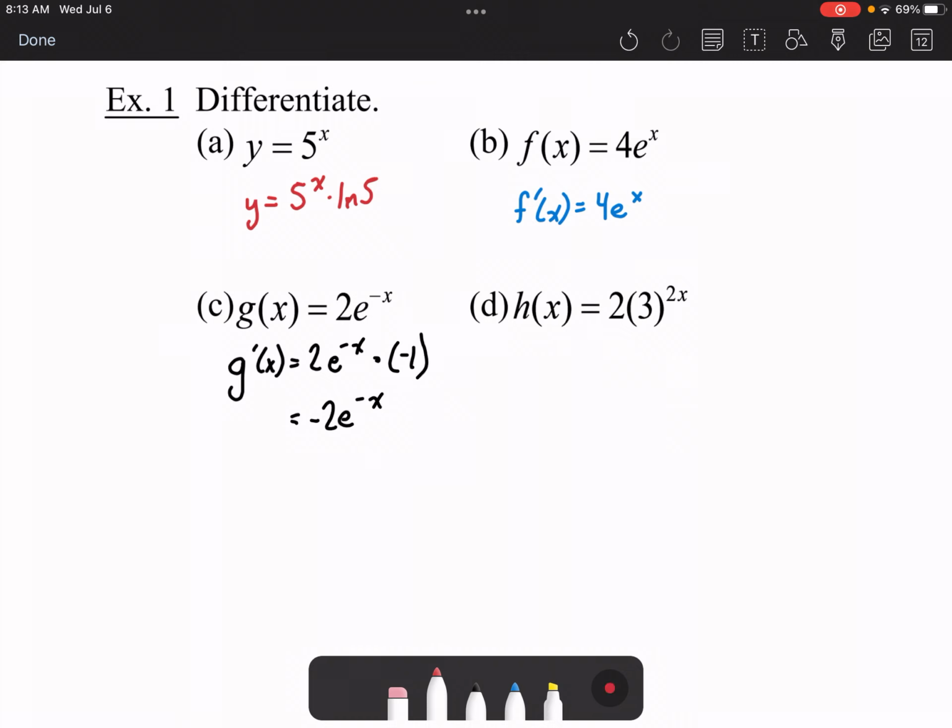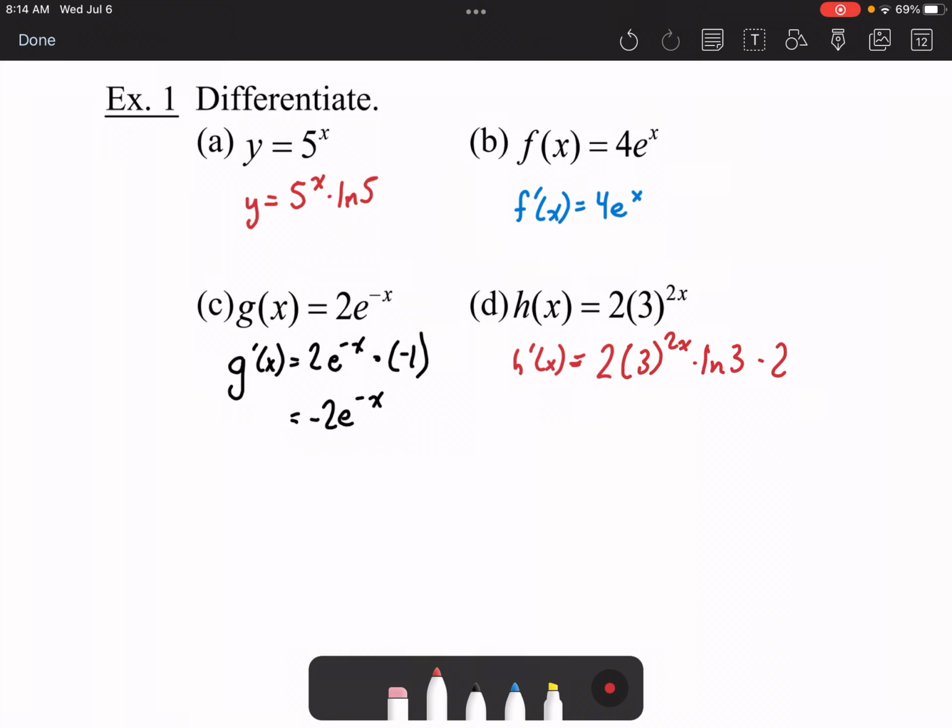Okay, this next one's a little bit more complex. So h of x is 2, which is a constant, multiplied by 3 to the exponent 2x. So leave the 2 alone, that's the constant. The derivative of 3 to the exponent 2x is 3 to the exponent 2x times the natural logarithm of 3, because the base is 3, times the derivative of the exponent, which is 2.